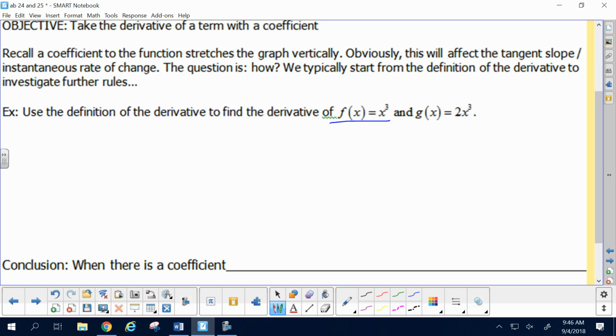All right. So I'm not going to make you use the definition for that guy. What is the derivative of x cubed by power rule? 3x squared. Okay. I'll let you do that. But now, g of x. G of x is slightly different in that there's a 2 out front, and the hope is that we can not just take a guess, but actually see what should happen. So I want you to use the definition of the derivative to find g prime so that we can answer what happens if I have a coefficient. Use the definition of the derivative to find the derivative of 2x cubed.